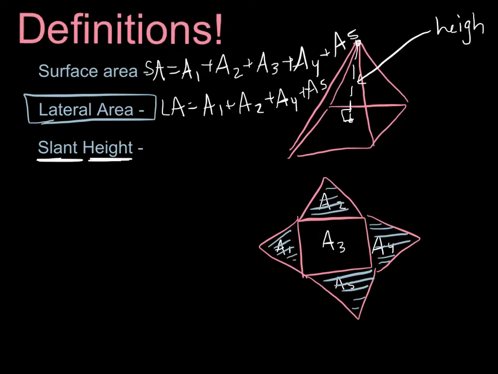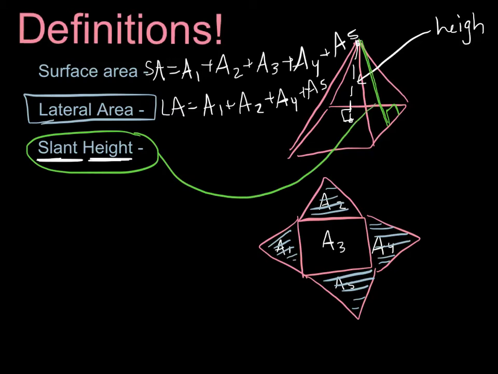The slant height, though, is a little bit different. The slant height is on one of the faces on the lateral side right there. So the slant height is this green line right there. So it's not on the center of the pyramid, it's on one of the sides of the pyramid.